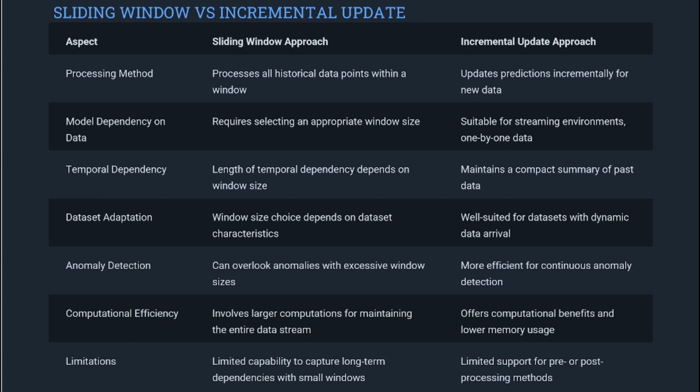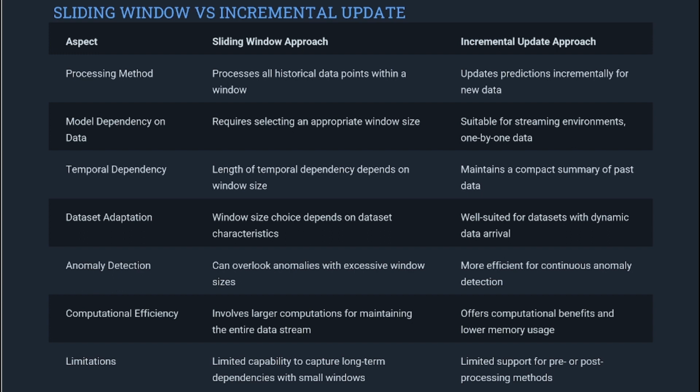Sliding window processes all historical data points within a window, whereas the incremental update approach updates predictions incrementally for new data. Sliding window requires selecting an appropriate window size. Incremental update approach is suitable for streaming environments. Length of temporal dependencies depends on window size. Incremental update maintains a compact summary of past data, whereas window size just depends on dataset characteristics. Well suited for datasets with dynamic data arrival.